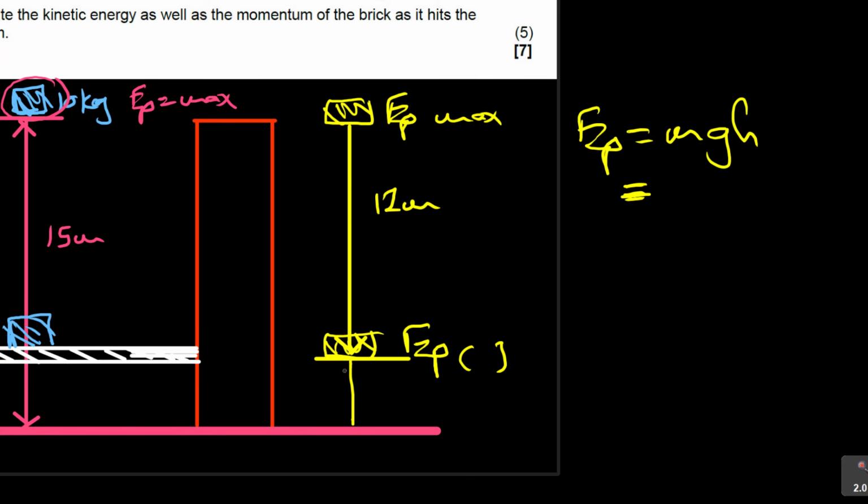But we know, of course, that this is 3 meters. So what you can do, two options that you can do here, you can say, okay, let me use this 3 meters to say initially what was EP max. You can find EP max.